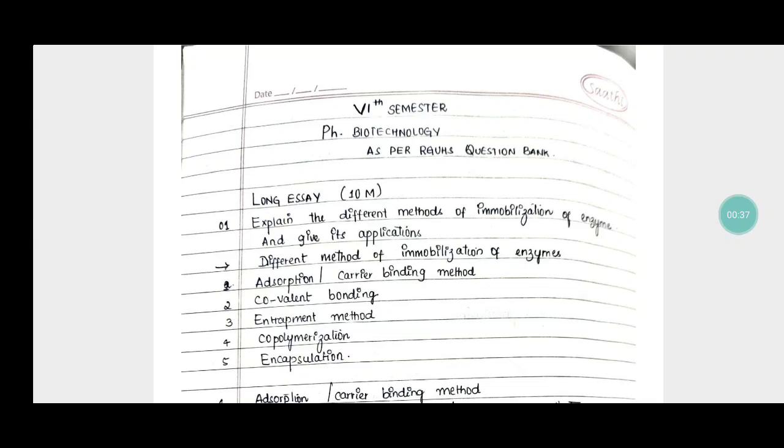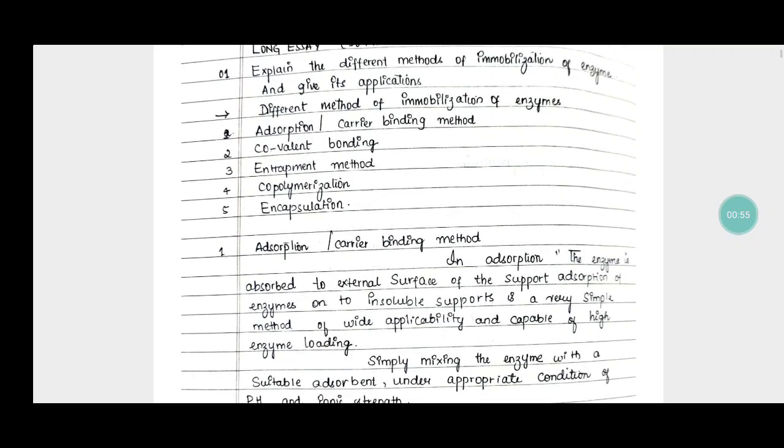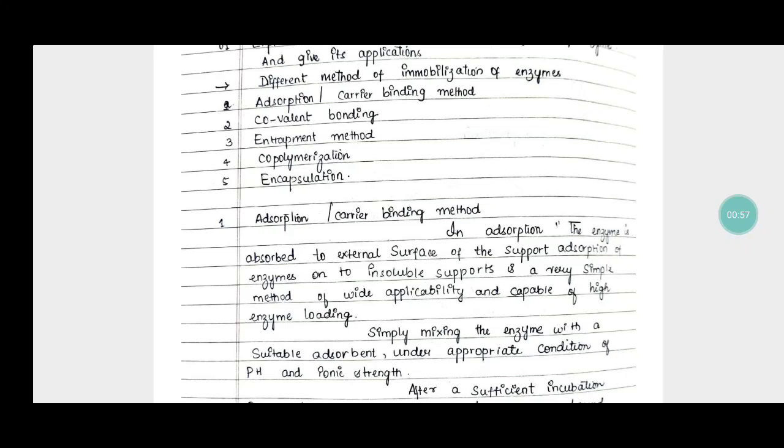So the different methods for immobilization of enzymes are adsorption, which is also known as the carrier binding method. Number second, covalent bonding. Number third, entrapment method. Fourth, copolymerization, and lastly the fifth one, that is encapsulation. So we'll see the first one, that is adsorption or carrier binding method.